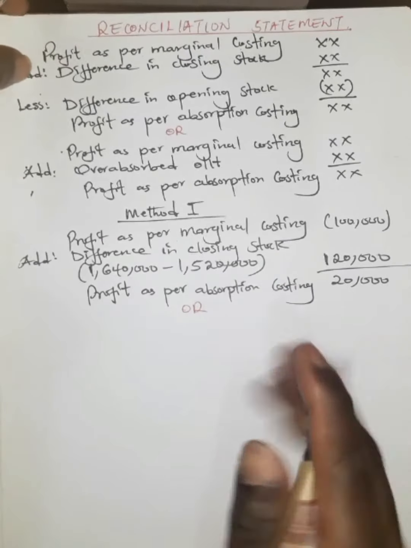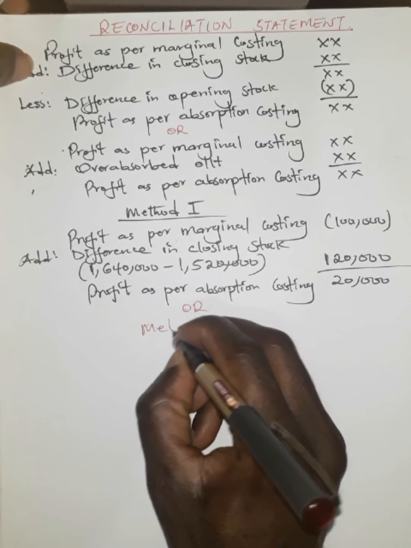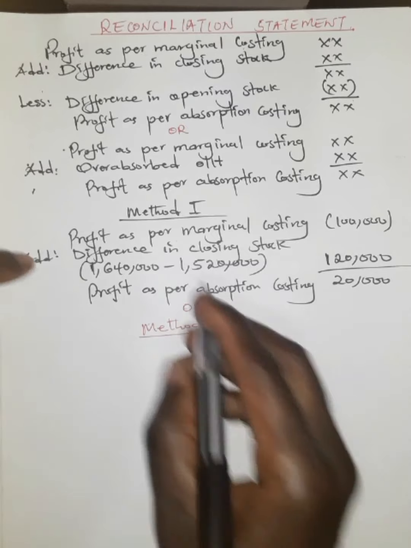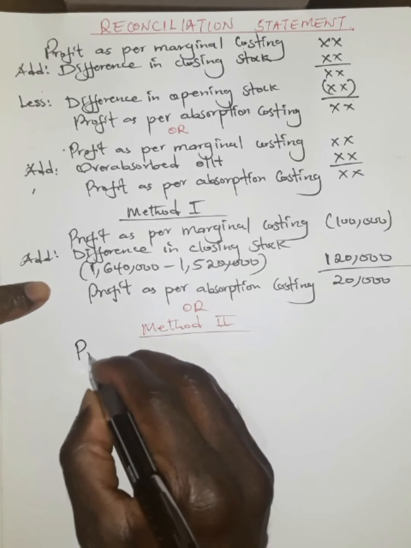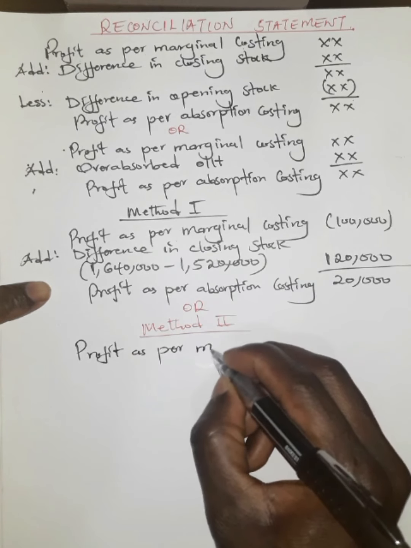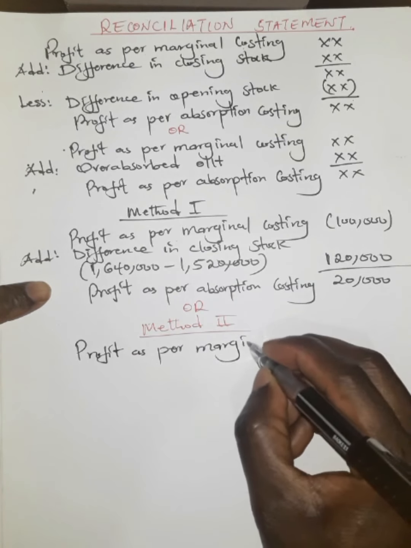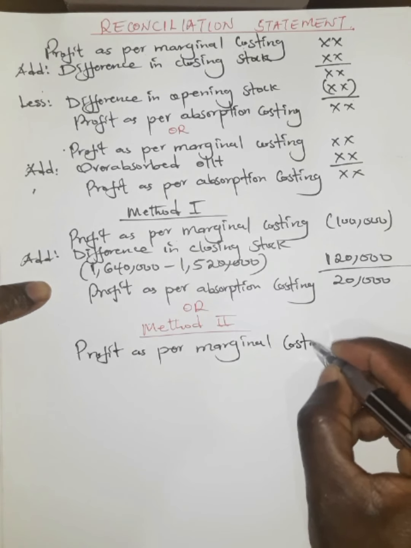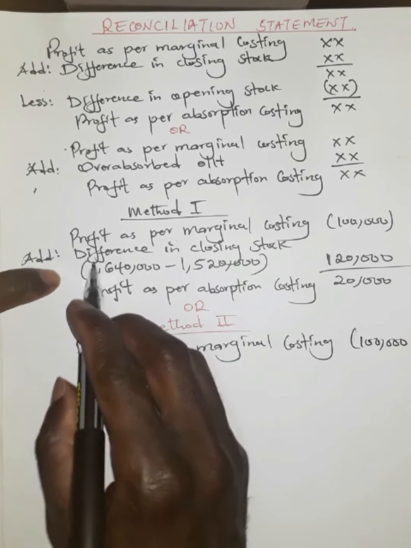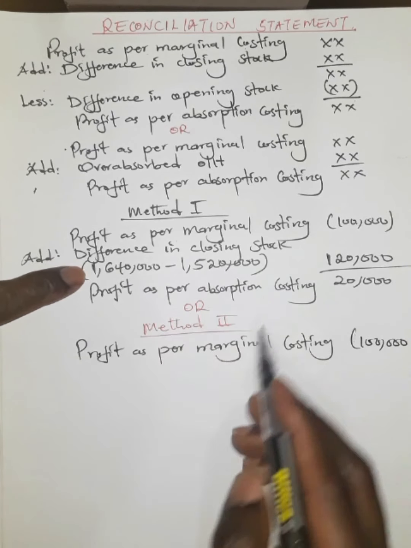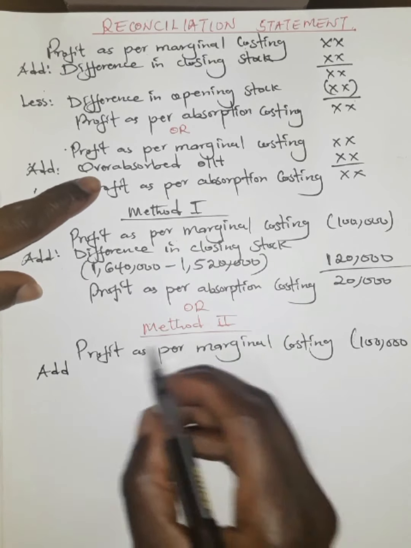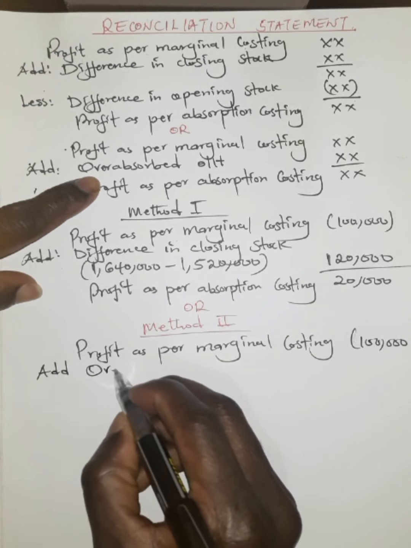Or alternatively, we have another method. We could use method 2. It is method 2 now. You can start now with the profit as per marginal costing. As per marginal costing, which was actually negative 100,000 still, we add the difference, we add the overabsorbed overhead.